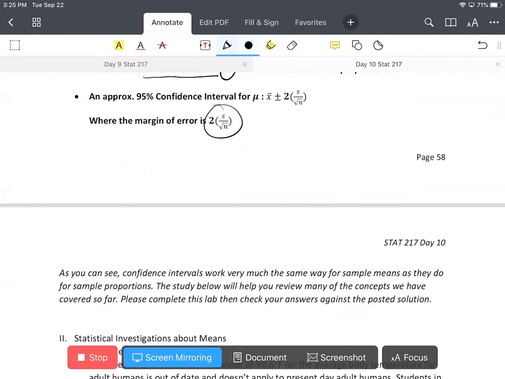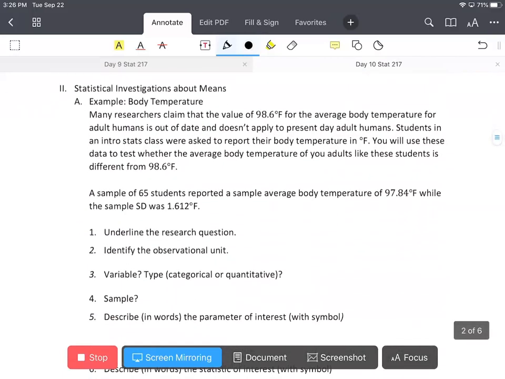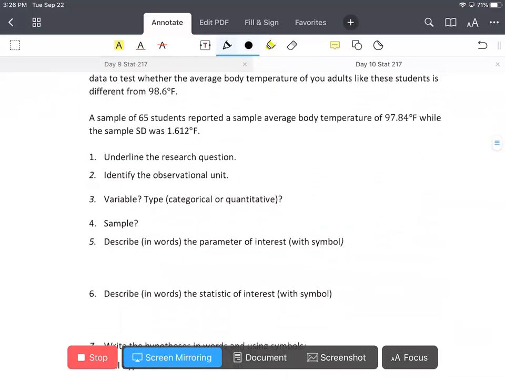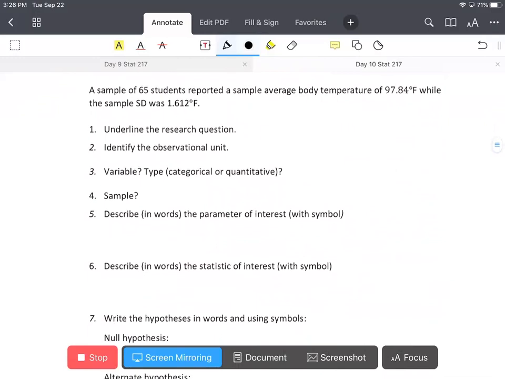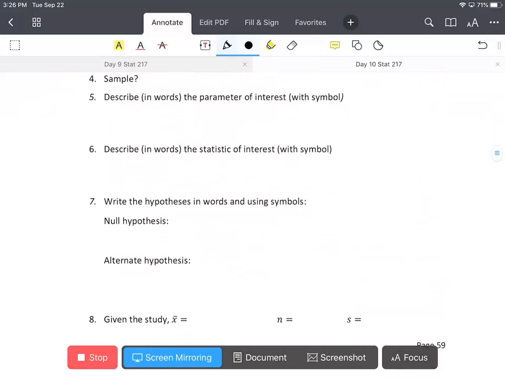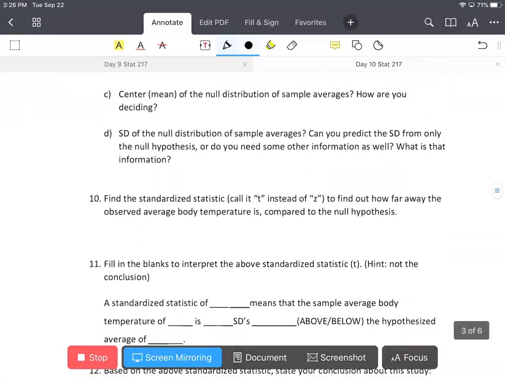There's a study below I want you to work through. It'll review many of the concepts we've covered so far. Complete the lab before you check your answers, all right? That'll really help you understand. This is a great way to start reviewing. Notice we go all the way back to the research question, looking at the observational unit, what's the sample size, looking at the parameter of interest. We're looking at a little bit of everything here, all right?